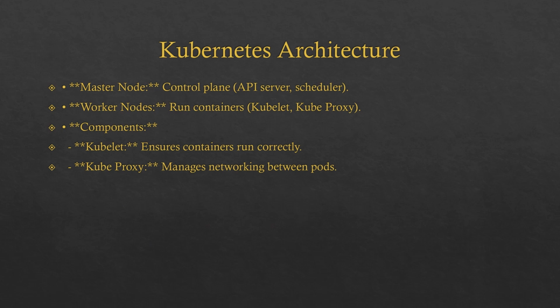Kubernetes follows a master-slave architecture with a master node controlling the cluster and multiple worker nodes running the containers. The master node contains essential components such as the API server, the scheduler, and the controller manager. Worker nodes run the kubelet and kube-proxy components that ensure containers are running and manage the networking between them.